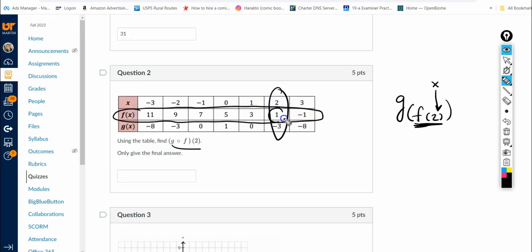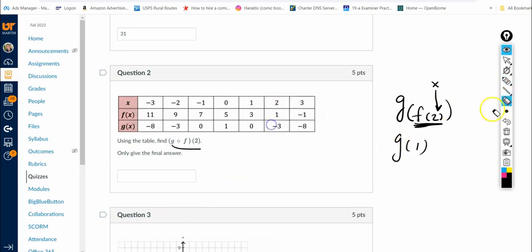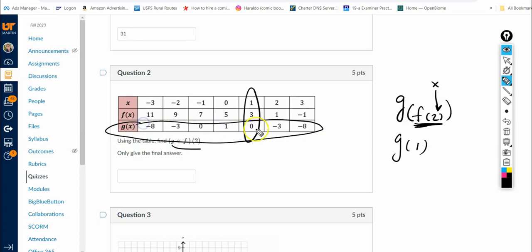And so where do they meet? They meet up at 1. So this is going to become g evaluated at 1. And now my x value is now 1. And the function I'm looking at now is g. And these intersect at 0. And so my answer is going to be 0.